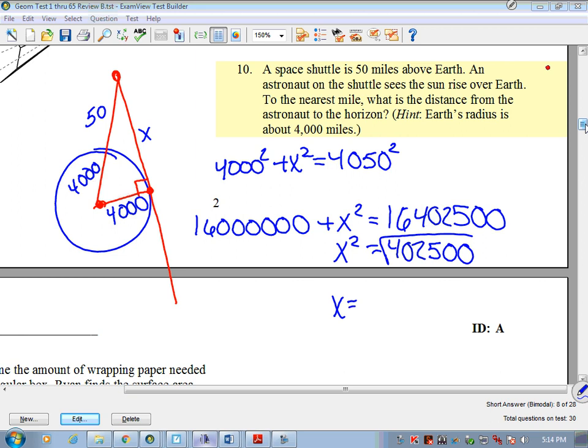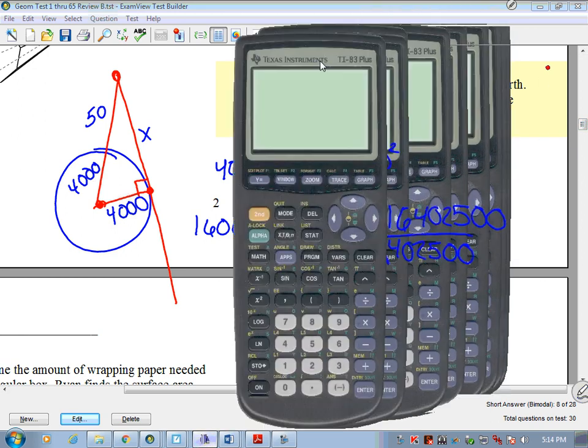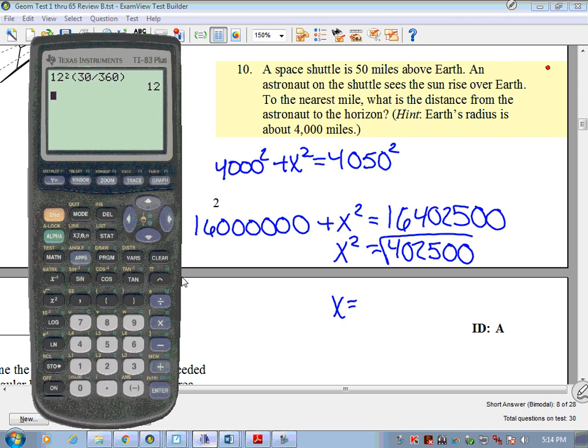So if we want to find out how far that astronaut is from where that sun comes up, we're taking our square root. Let me pull it up so you can see it. Okay, clear that out. Square root of 402,500. Okay, and we should get 634 miles, I think is exactly what they're looking for, 634 miles. Okay, check my answer key just to make sure I'm on the right track there. 634 miles is their answer.